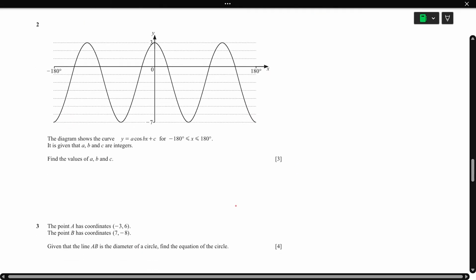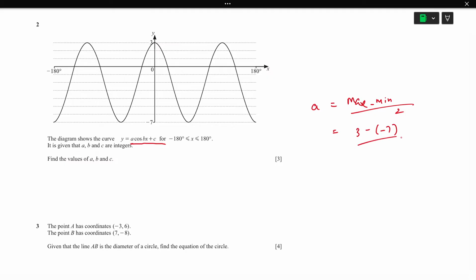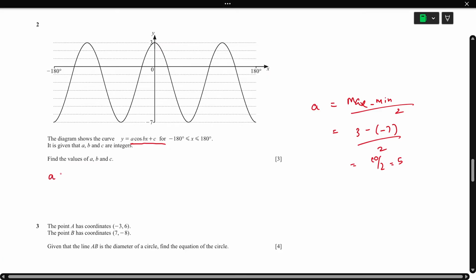Here a cos graph is given, so we need to find a, b, c. So a cos bx plus c, and the interval is negative 180 to positive 180. When you find out a, we know the formula: maximum value minus minimum value by 2. The maximum is 3 here, minimum is negative 7. So 3 minus of minus 7 by 2, which is equal to 10 by 2, which is equal to 5. So we got a equal to 5.